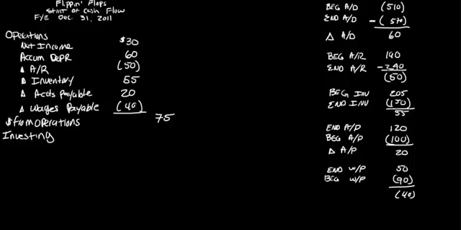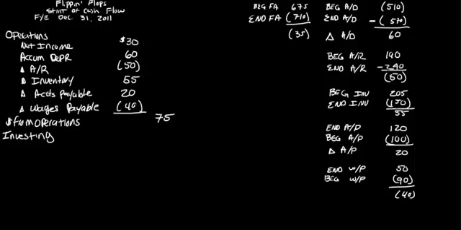We talked about how on the asset side, it's always beginning minus ending. So if I look at my beginning fixed assets, they are 675. My ending fixed assets are 710. And so that difference then is, I believe, a negative 35.